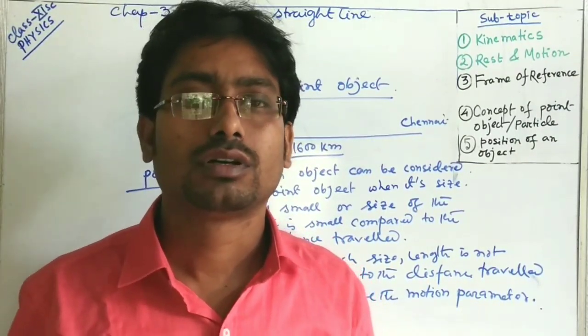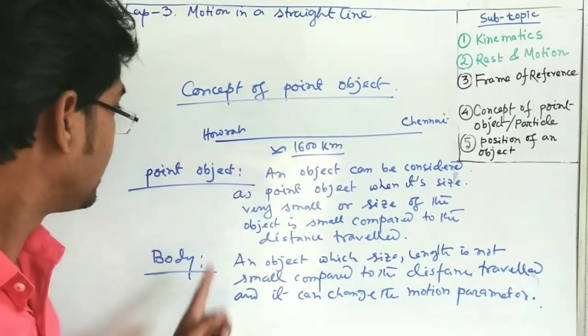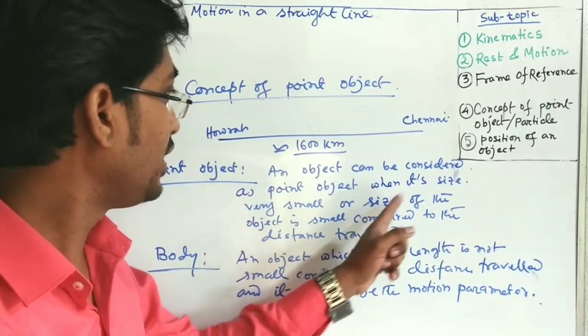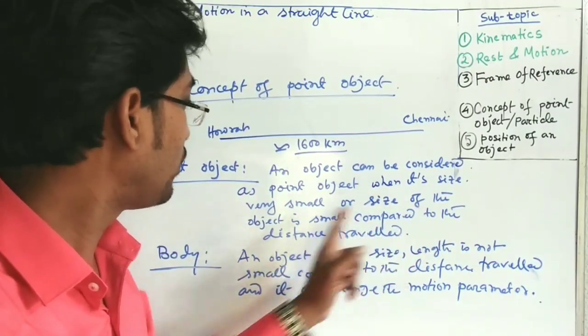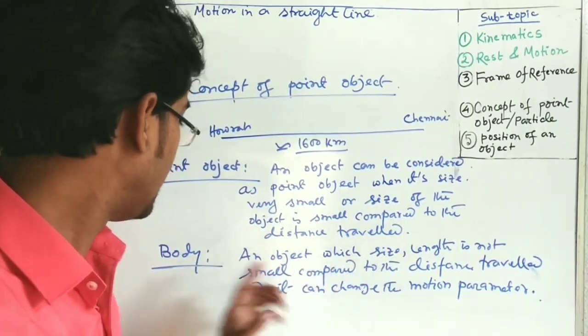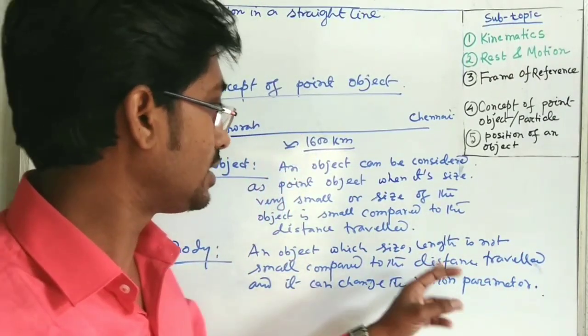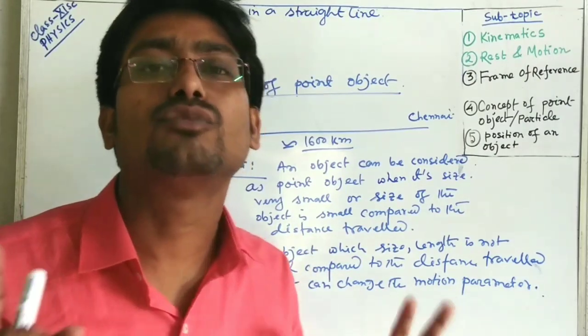How can you identify by this definition? An object can be considered a point object when its size is very small, or small compared to the distance traveled. A body is an object whose size or length is not small compared to the distance traveled and it can change the motion parameter.